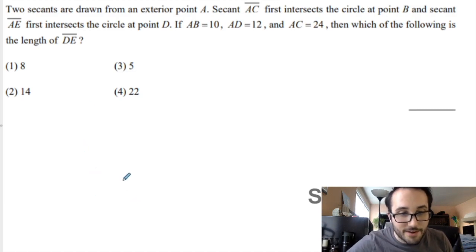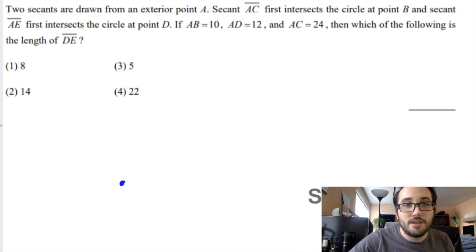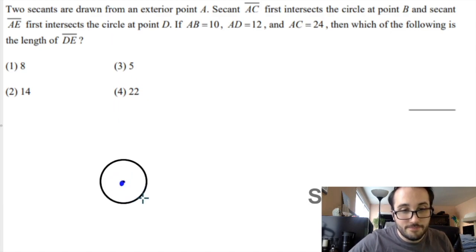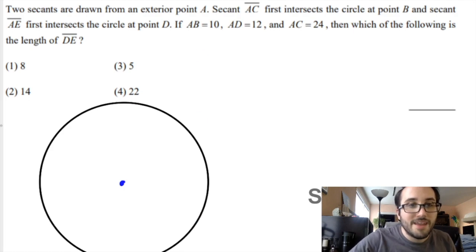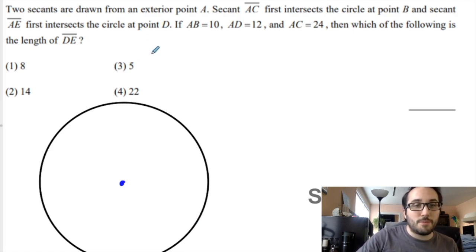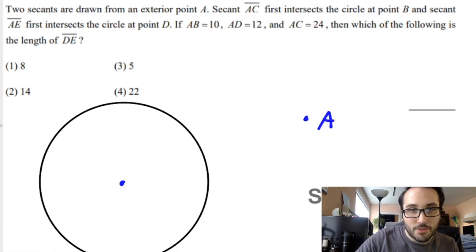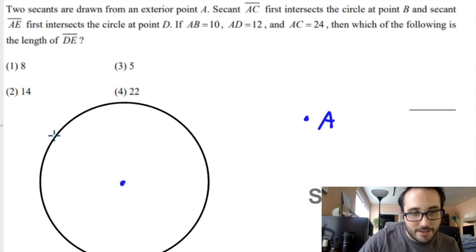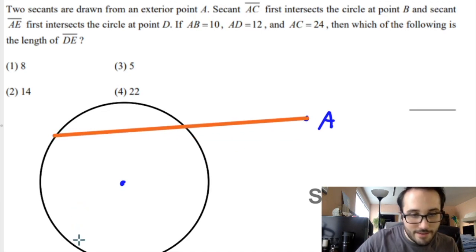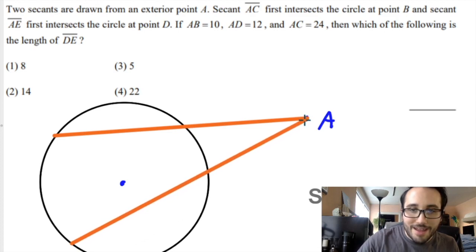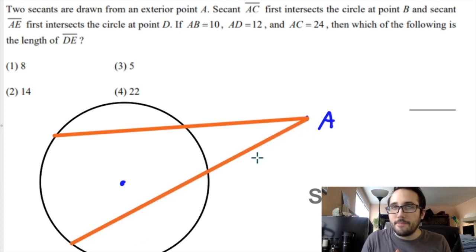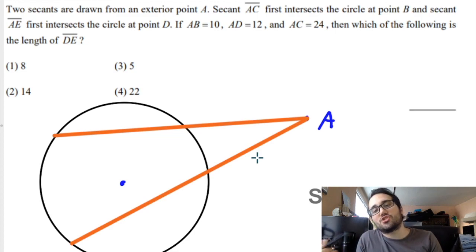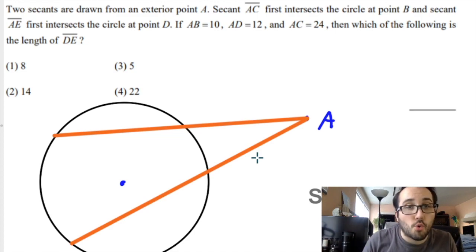Let's draw this together. First, you need a circle. So let's draw a circle together. It says that these two secants are drawn from an exterior point A. Let's make A way over here. Okay, and let's connect. Let's use orange for fun. So here's one secant line. Here's another. Again, it doesn't matter how we draw it. We just have to follow what it says in the directions and then mark up our diagram accordingly.